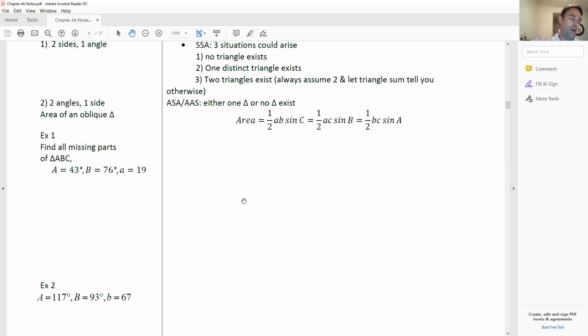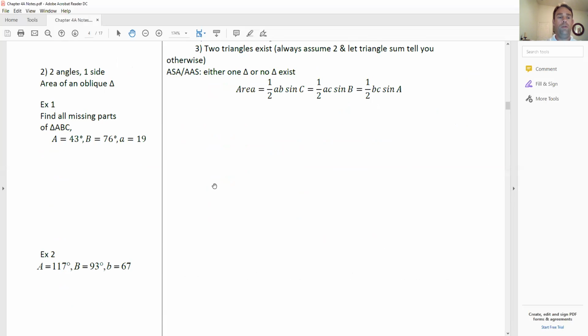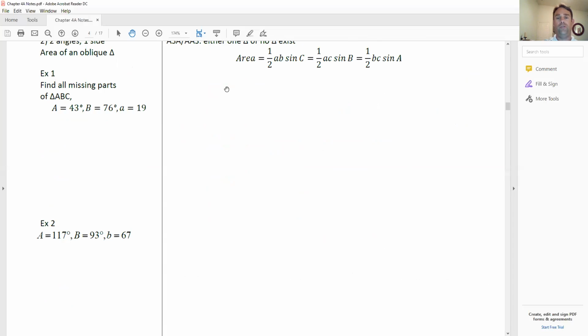So first part, find all missing parts of triangle ABC. Whenever you're dealing with these, friends, first thing you always want to do is draw the blasted triangle. And again, it doesn't need to be exact. It just needs to be a triangle. So A, B, C, and then we have our little a and our little b and our little c. And we're just going to add all the things we know.